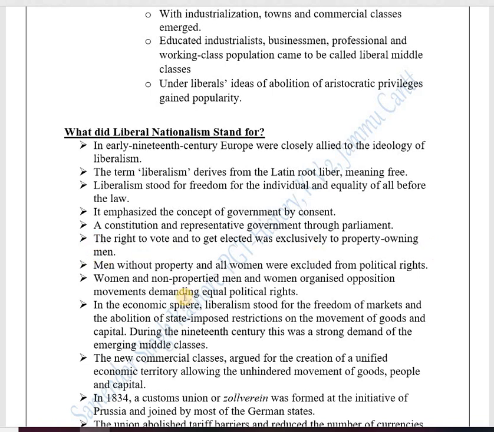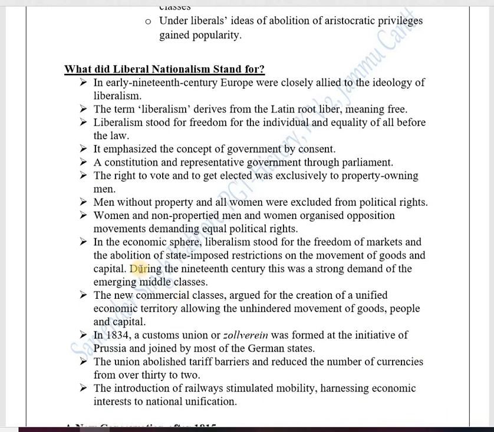People without property did not have any right to vote. Men without property and all women were excluded from political rights. So that means all women, even women having property, did not have political rights. Women and non-propertied men organized opposition movements demanding equal rights.